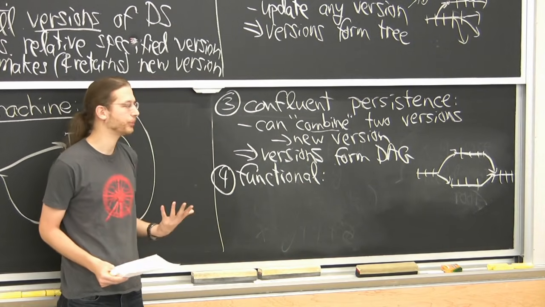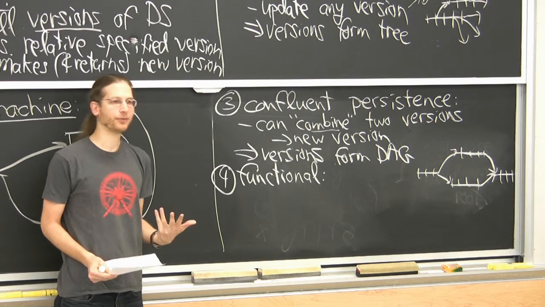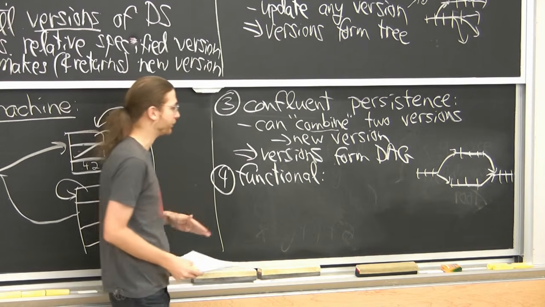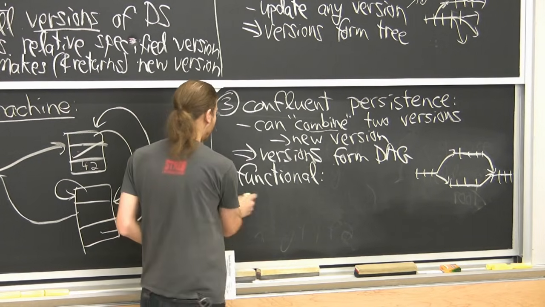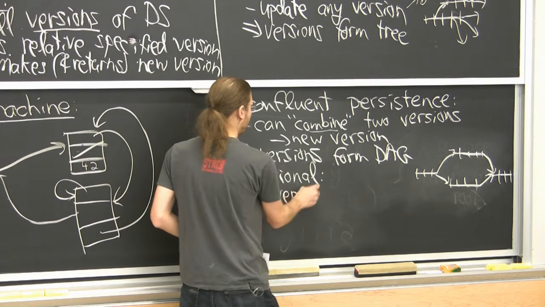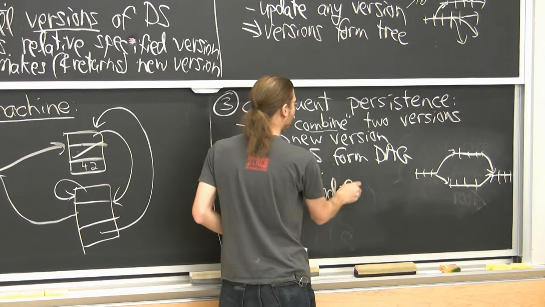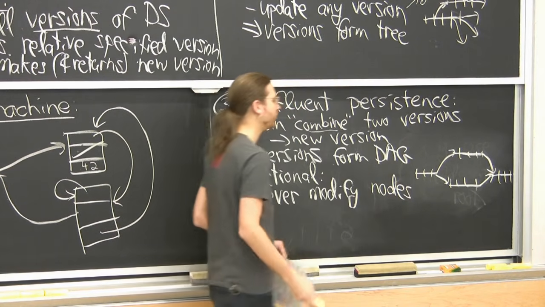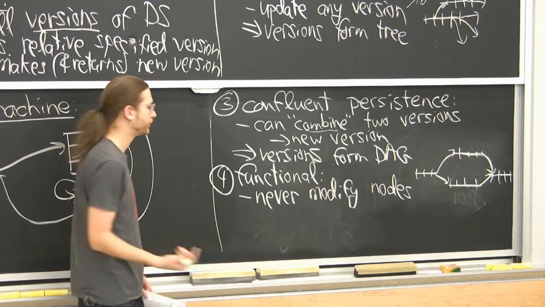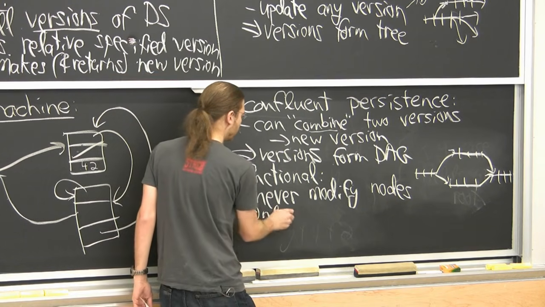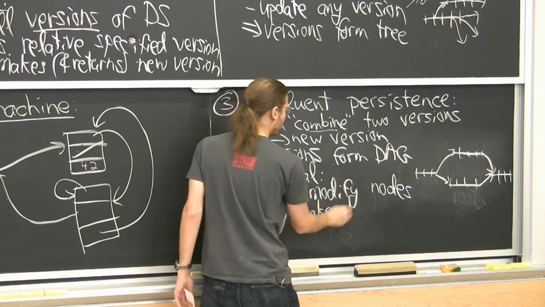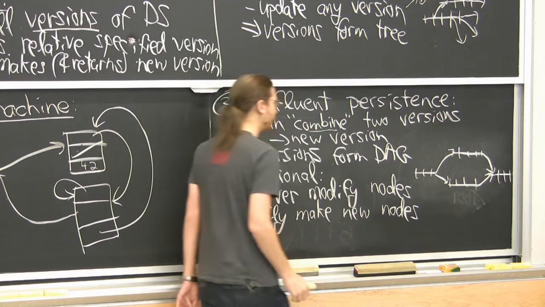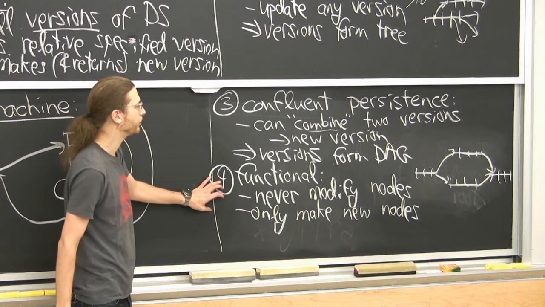If you've ever programmed in a functional programming language, it's a little bit annoying from an algorithm's perspective because it constrains you to work in a purely functional world. You can never modify anything. Okay, now we don't want to modify versions, that's fine, but in a functional data structure, you're not allowed to modify any nodes ever. All you can do is make new nodes.